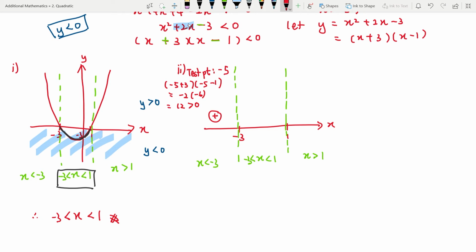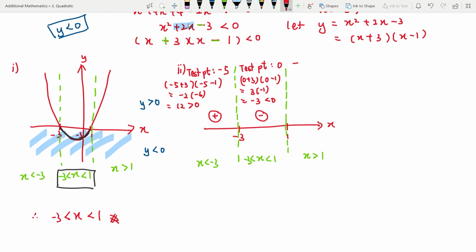Same for the middle section. We choose a test point in between the range. For this case, we choose 0. Substitute it into y. 0 plus 3, 0 minus 1. We have 3 multiplied with -1 is -3, lesser than 0. So it's a negative value.